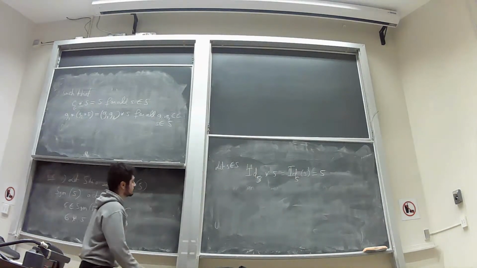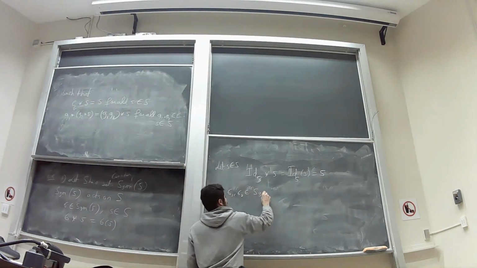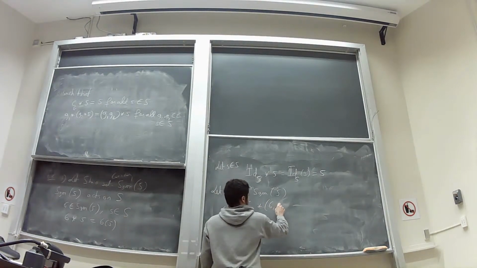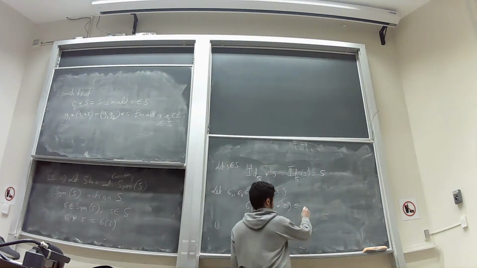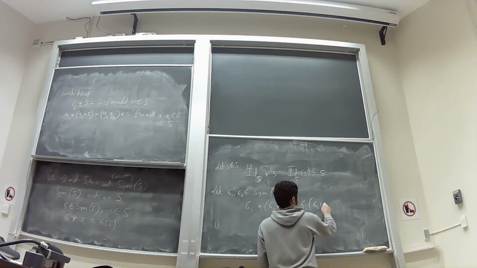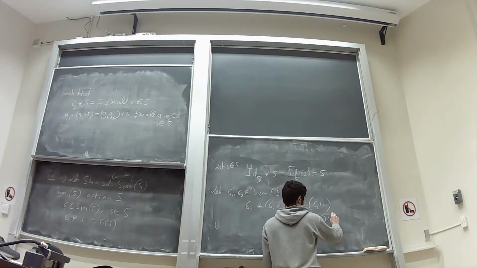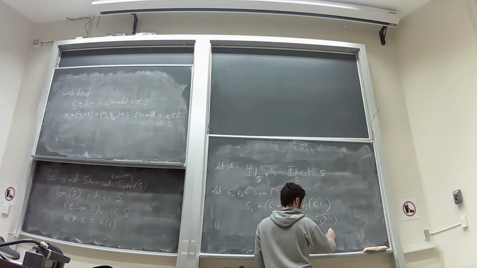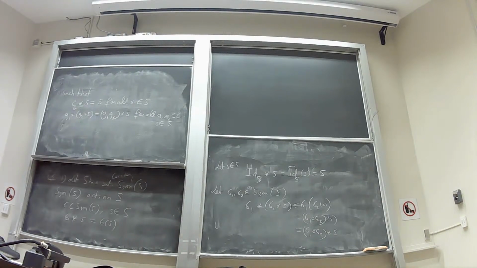Now let's prove the other one. Let sigma 1, sigma 2 be in the symmetric group of S. What is sigma 1 star sigma 2 star s? This is just sigma 1 of sigma 2 of s, which is just the composition of sigma 1 sigma 2 applied to s, which is just sigma 1 star sigma 2 star s. Okay, this is a group action. You have to check the definition.